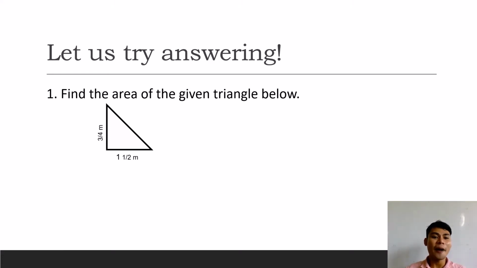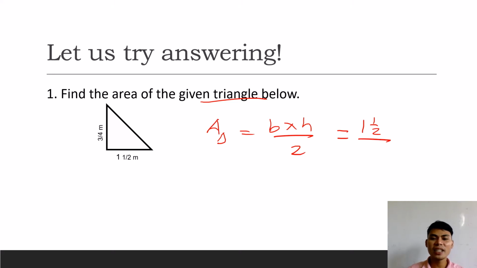So let's try this. Find the area of the given triangle below. Triangle right away, so the area of the triangle is base times the height over 2. The base is 1 and 1/2. The height is 3/4. So, what is your way? If your way is to convert to decimals, 1.5 divided by 0.75, then it's up to you. For me, I will use the idea of fractions. If you don't know the idea of fractions and the four fundamental operations, you won't know how to divide.